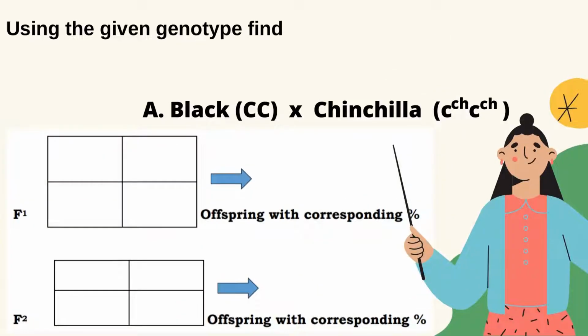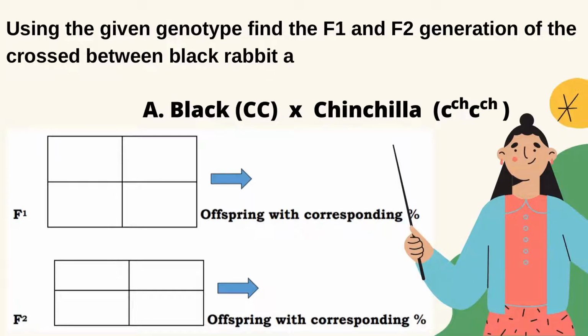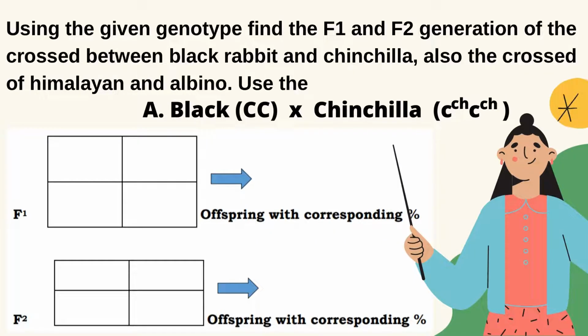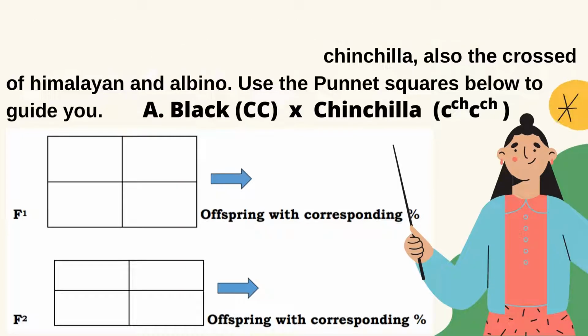Using the given genotype, find the F1 and F2 generation of the cross between black rabbit and chinchilla, also the cross of Himalayan and albino. Use the Punnett squares below to guide you.